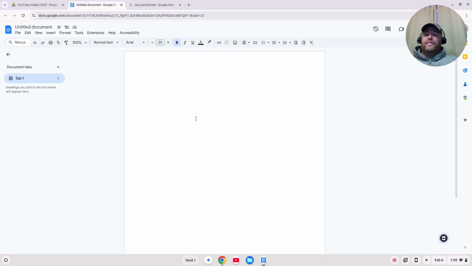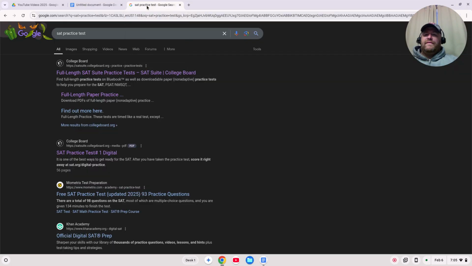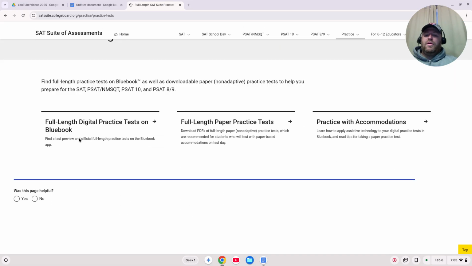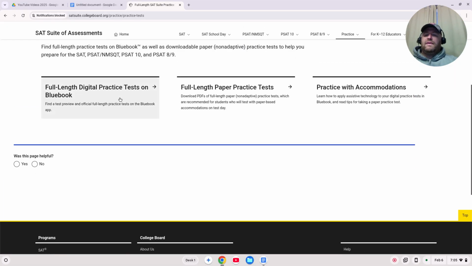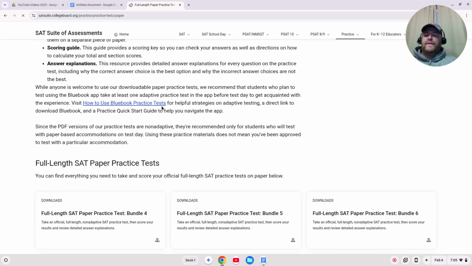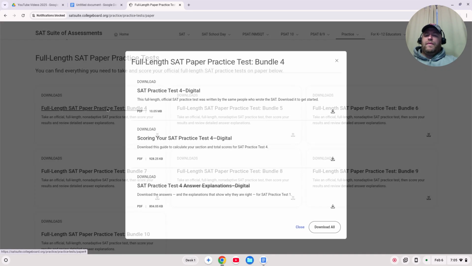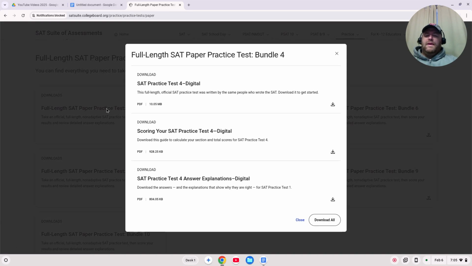Okay, so I've got a blank Google Doc open here. And I also have another tab open where I'm searching for SAT practice test. You'll see here that College Board offers a bunch of full-length practice tests that are readily available online. So you have full-length digital practice tests on Bluebook, if you're on that, or full-length paper practice tests. Click on those. And we see right now they're starting at bundle 4. They've had bundle 1 prior, I've seen.